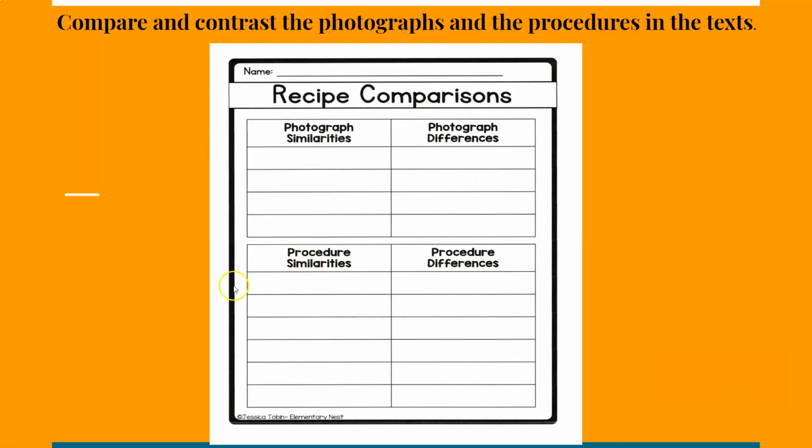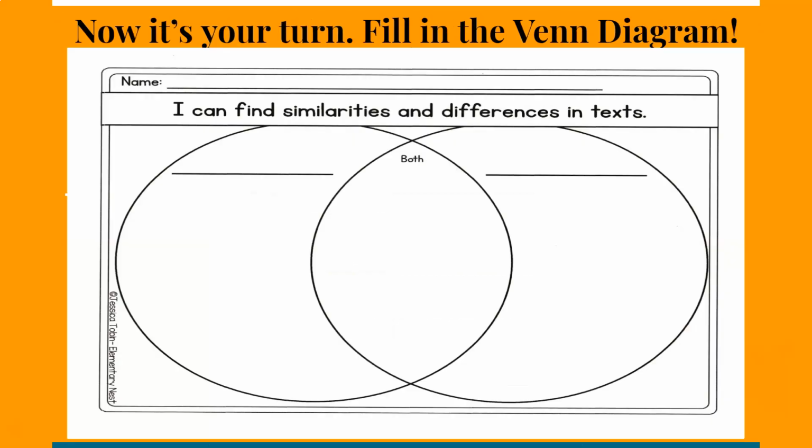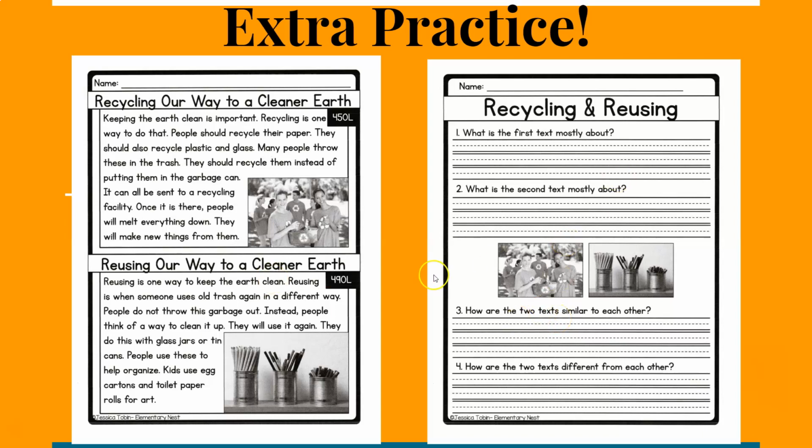And then here you're going to talk about the procedures. What did we do that was the same in making the chocolate chip cookies and the chocolate cupcakes, and then what were different. Okay, so that's what we're going to do. Then we're going to graph it on the Venn diagram. So here you're going to put chocolate chip cookies, and over here you can put chocolate cupcakes. Tell me what was similar on the outside.